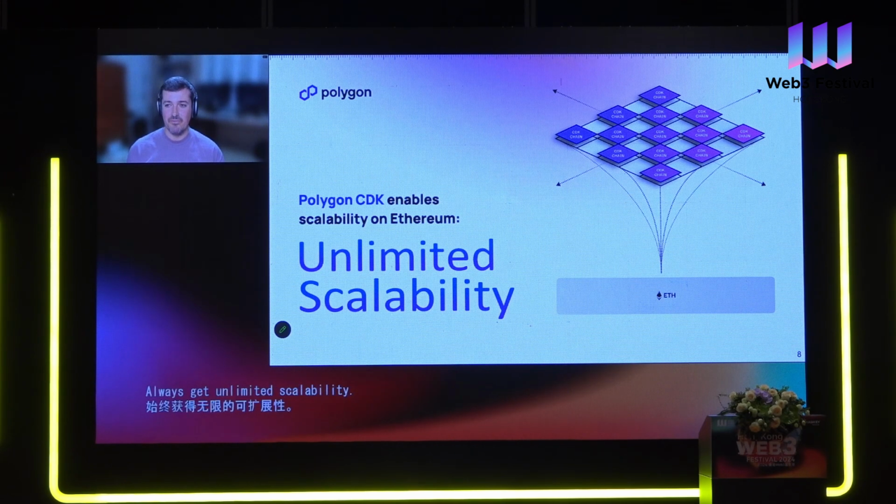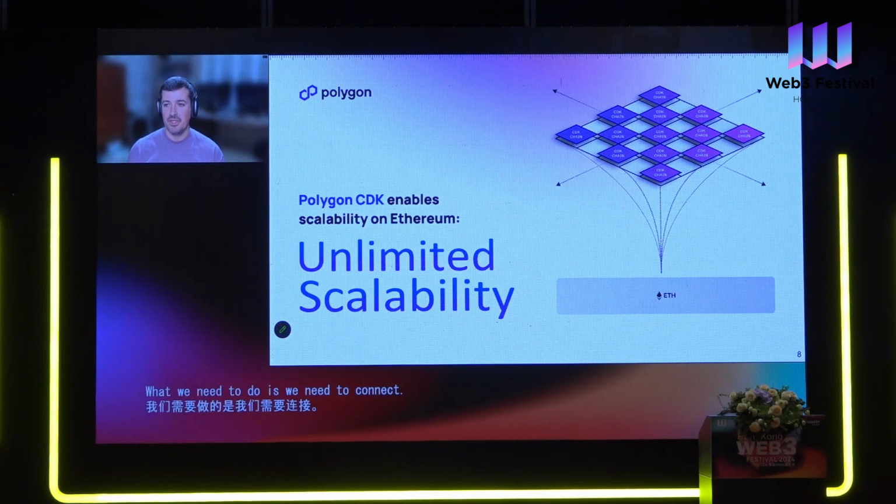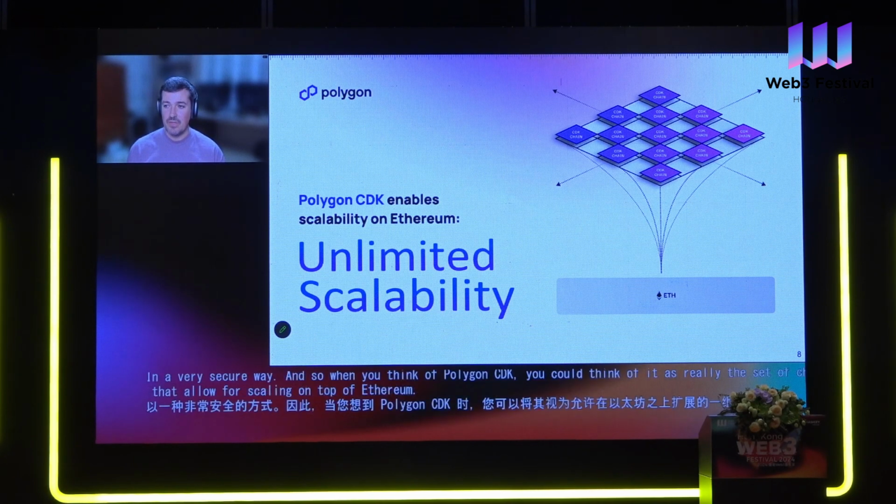And this is very important because we already know that we have a secure network in Ethereum. We don't need to work on creating a new decentralized secure network. What we need to do is connect layers on top of Ethereum in a very secure way. And so when you think of Polygon CDK, you could think of it as really the set of chains that allow for scaling on top of Ethereum. But importantly, they also allow people to scale in a very secure way. And the core of that is ZK technology.